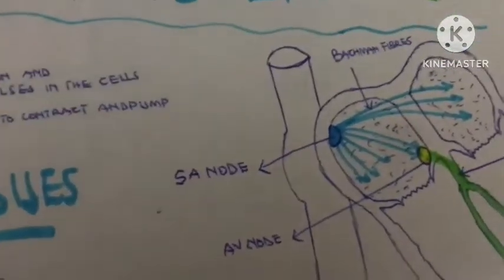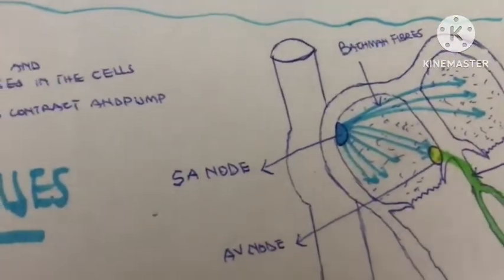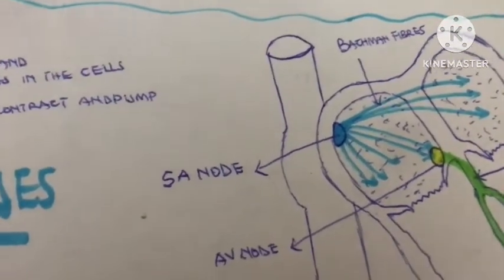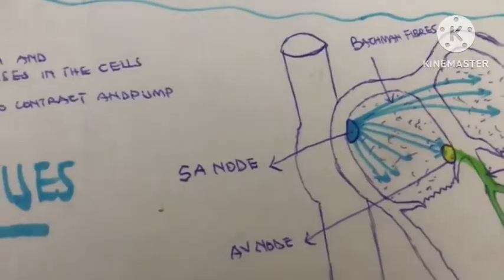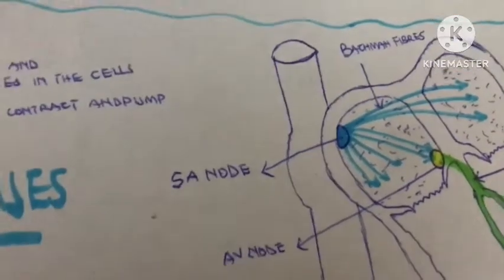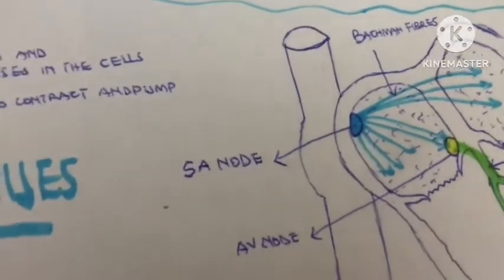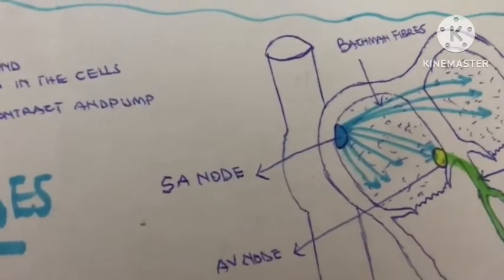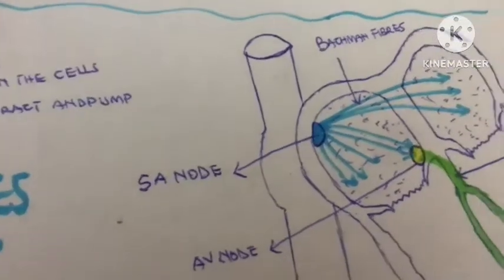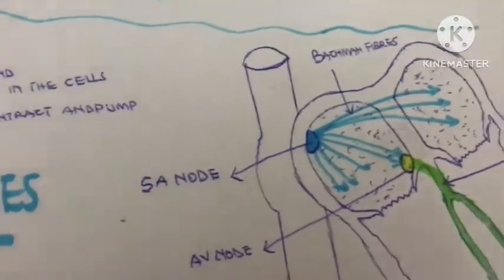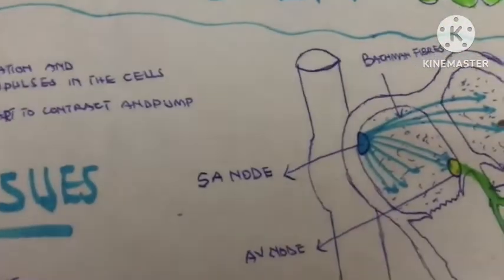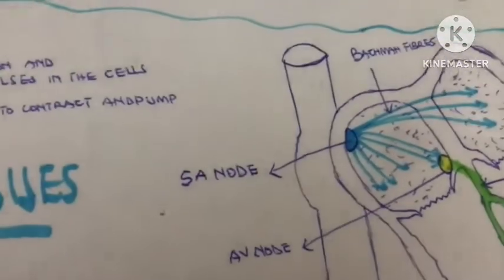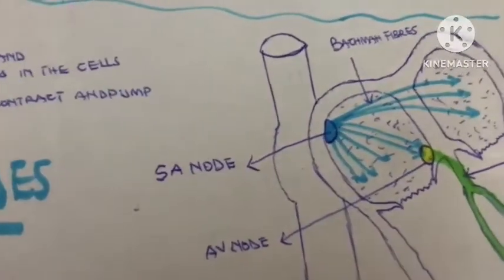This SA node is said to be the pacemaker of the heart. When we say that the SA node is the pacemaker, it simply means that the SA node is the one that determines your heart rate. We say that the heart beats on average 70 times in 1 minute, and this is determined by the SA node. So the SA node is the pacemaker of the heart.